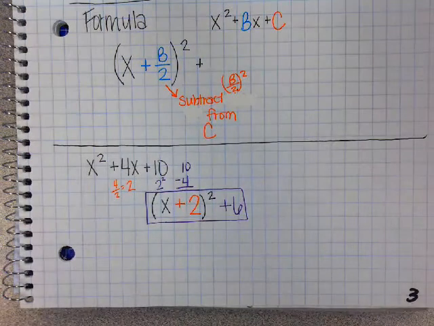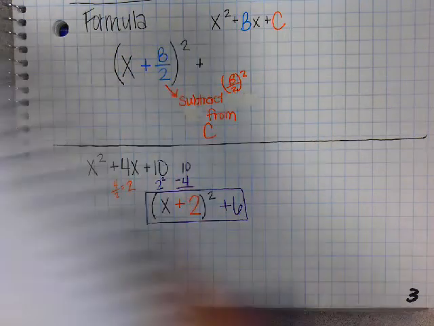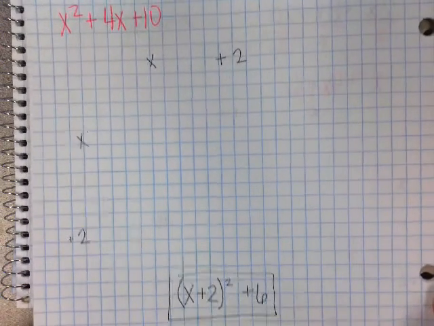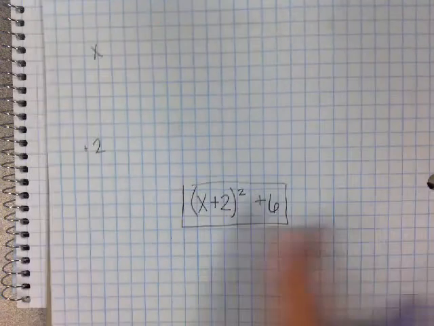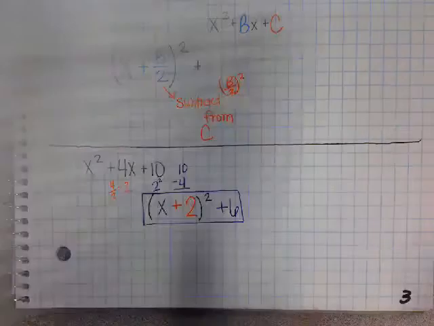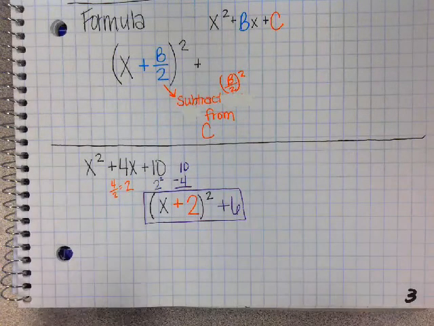Now look at your notes from yesterday. Is that the same equation we wrote yesterday? If you look, and I'll show you, of course it doesn't have the algebra tiles anymore, but that's the problem I did yesterday, example 2. Notice it's the same exact thing, x plus 2 squared plus 6. So you make the decision if you prefer algebra tiles or if you prefer just using the formula.